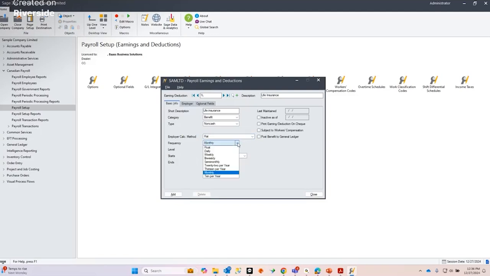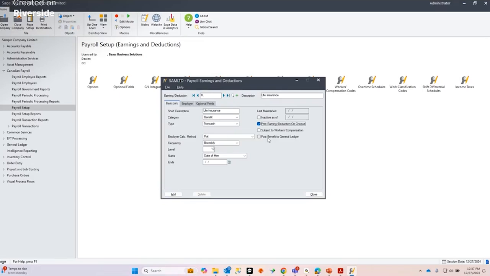And then your frequency: how often will this deduction or this benefit be calculated? On the opposite side, whether you want to print the code on the earning on the pay stub, whether it is subject to workman's compensation, and whether you are going to be posting the liability to the general ledger. That is an option. If you do not select that, there will be no GL entry created.